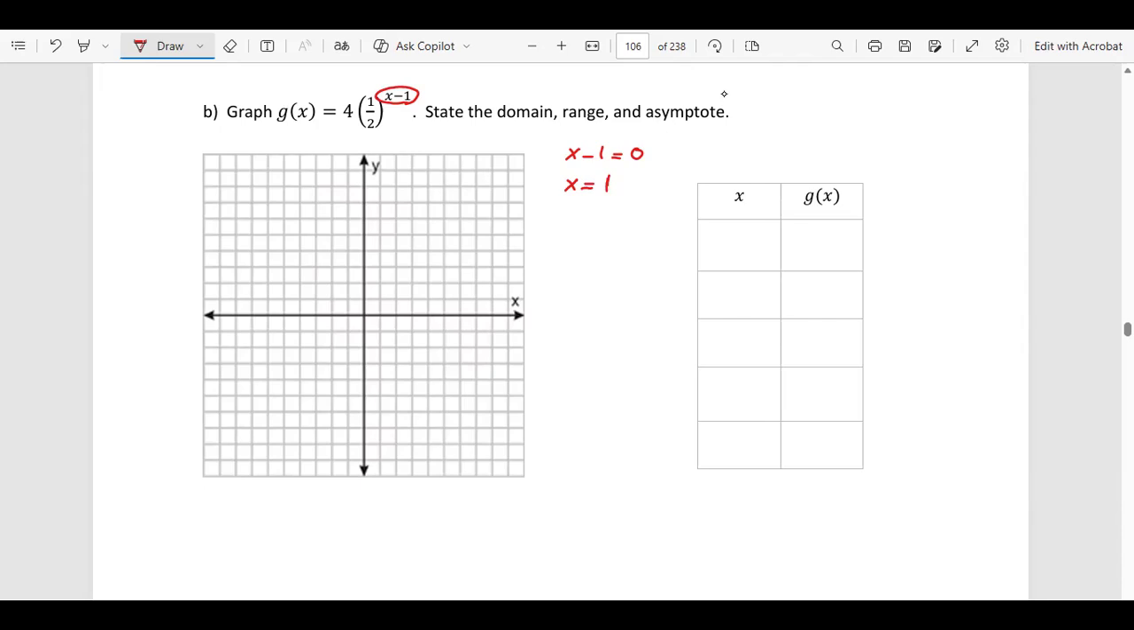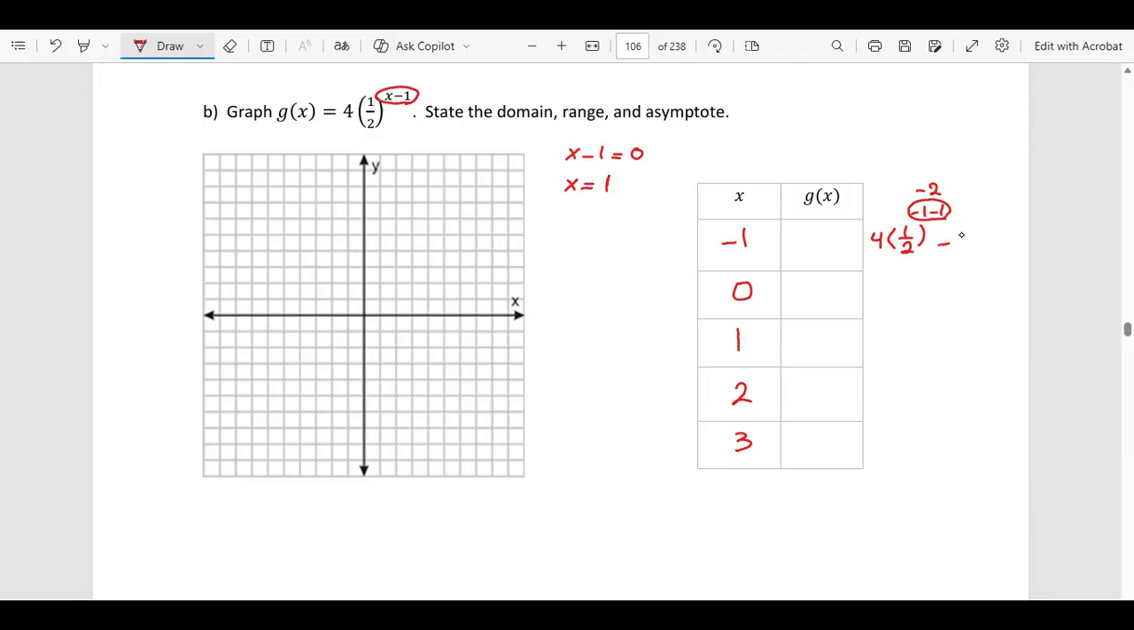So let's replace the x by 1 in the middle of the table, with 2 points before 1 and 2 points after 1. And we start replacing these numbers for x. If I replace the x by negative 1, negative 1 minus 1 is negative 2.